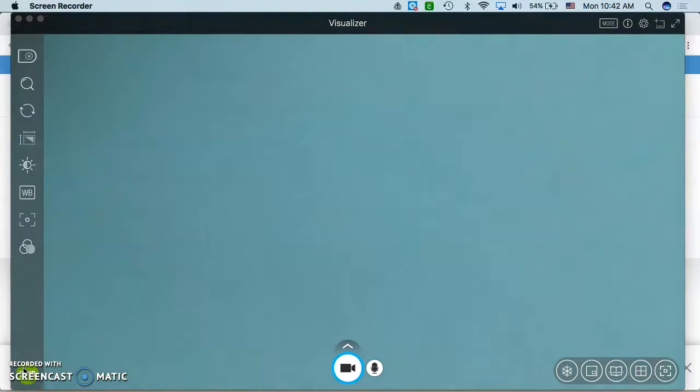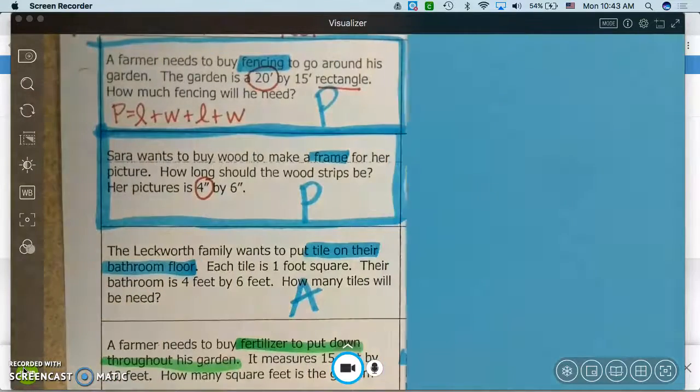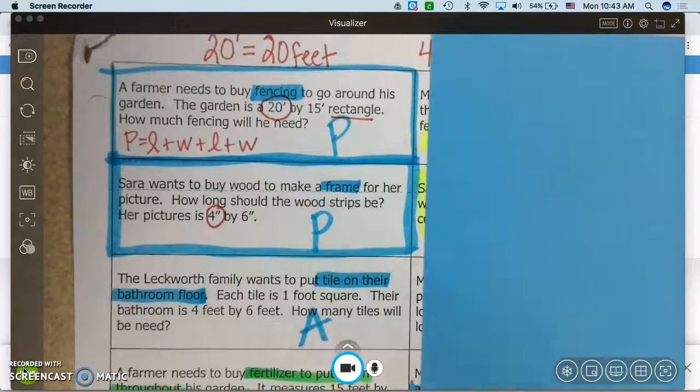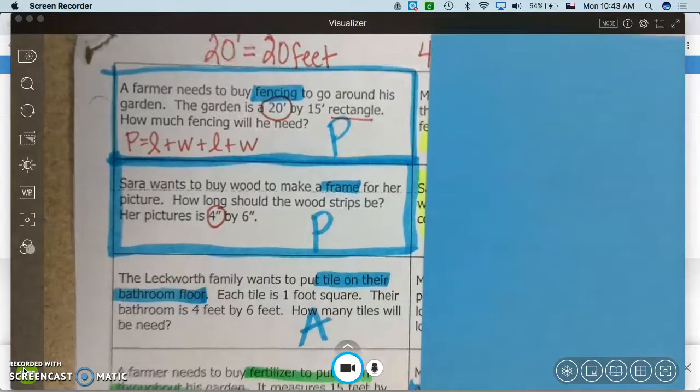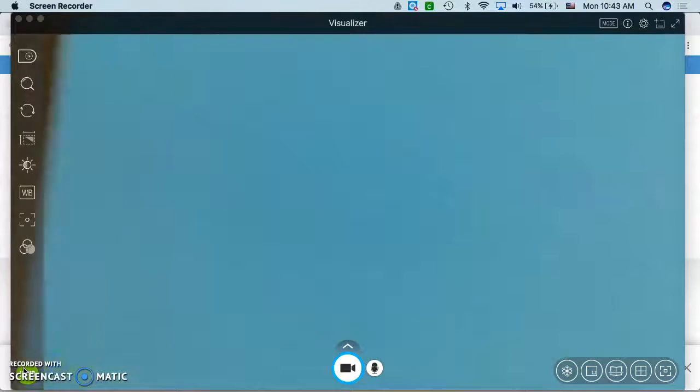So the farmer's putting down fertilizer. Where does the fertilizer go? Do y'all know what fertilizer is? Yes. It's like vitamins for the ground. There's a lot of different things that you can use for fertilizer, but do you put fertilizer on the perimeter or the area? Area. It covers the entire garden, and it says put down throughout his garden. That helps you know that it's going everywhere. Awesome. See, Minecraft is educational.